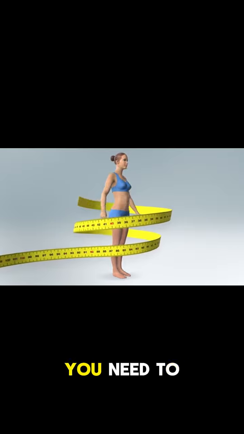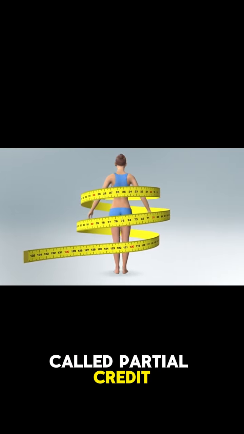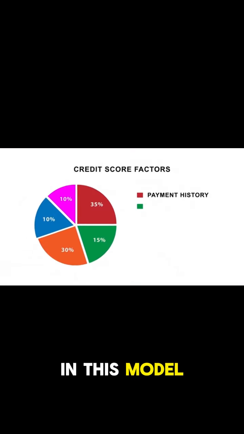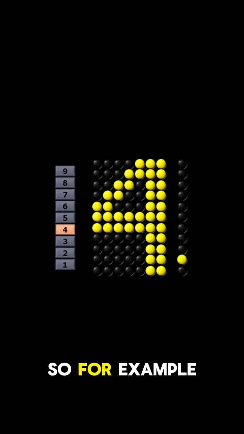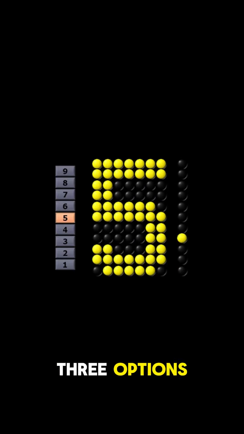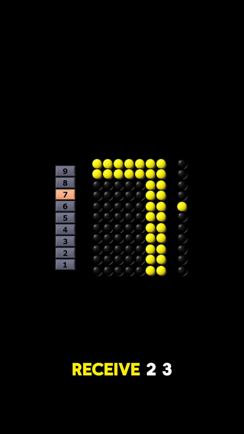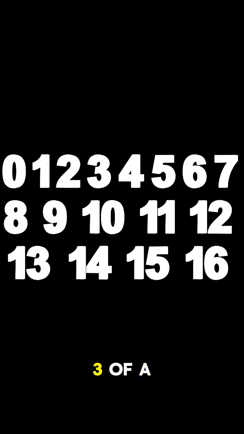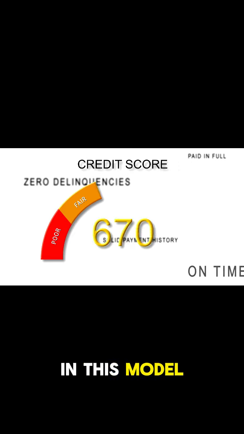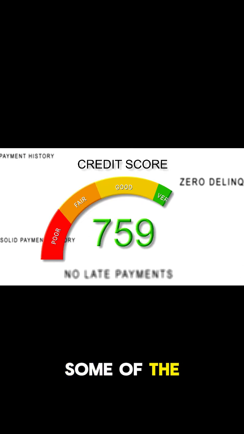The second type of question that you need to know is called partial credit scoring. In this model, you can earn partial credit for selecting the correct answer. So for example, if there were 3 options and 2 of them were correct, and you happen to select one of them, then you would receive 2/3 of a point. So instead of 1 point, you get 2/3 of a point. Or if you happen to select both of the correct answers, then you would get 100% or 1 point. So unlike all or nothing, in this model you can get partial credit for knowing some of the answers.